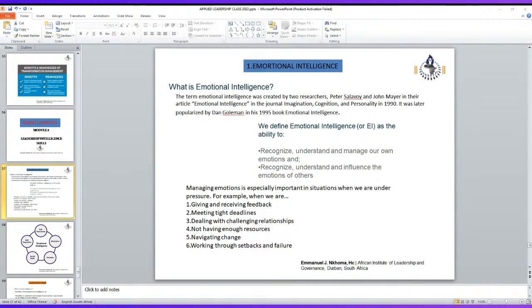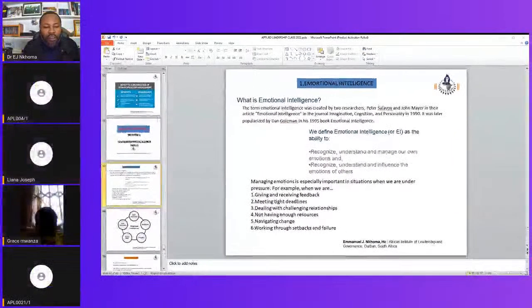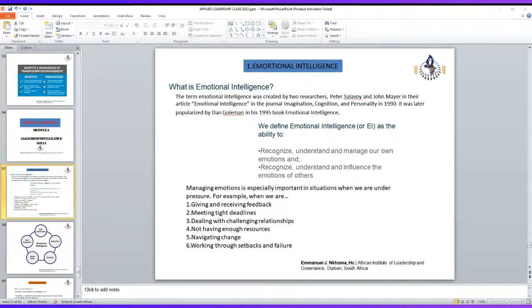So at that particular time, make sure that your emotions are put under control, because if your emotions are not controlled, they have a way in which they can affect your performance. When you don't have enough resources, make sure you compose yourself as a leader. Leadership composure is needed when resources are limited.